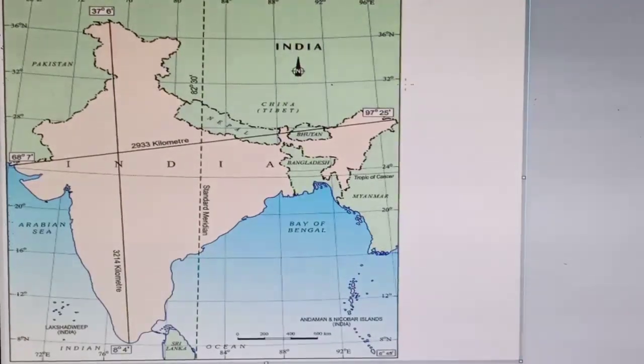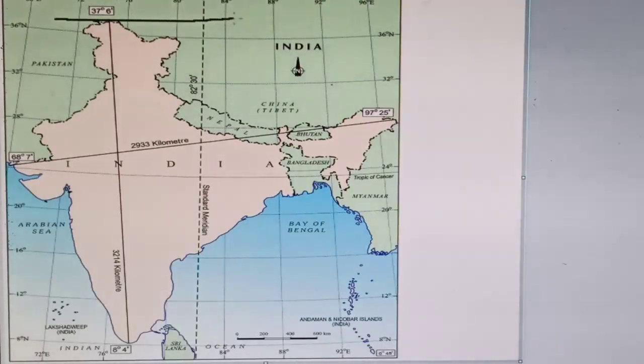India's latitudinal extent is 37 degree and 6 minutes north, right? It is given here, that is 37 degree and 6 minutes north. The northernmost tip of India is 37 degree and 6 minutes north. Why it is north, I'll tell you.